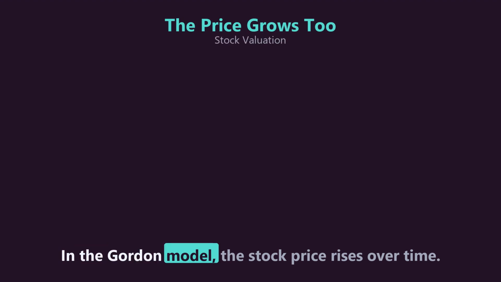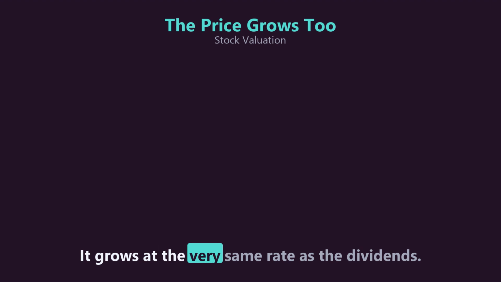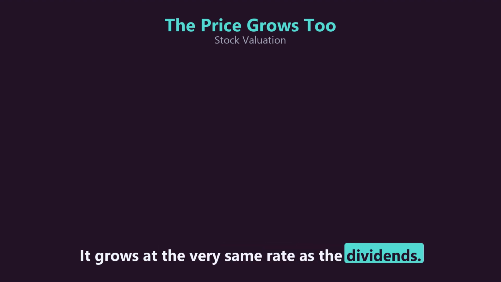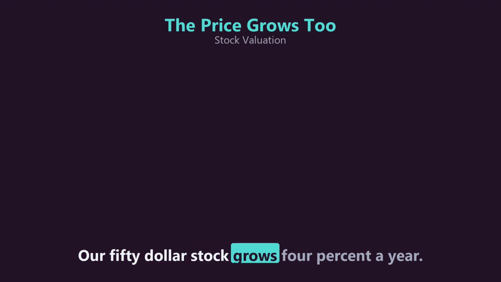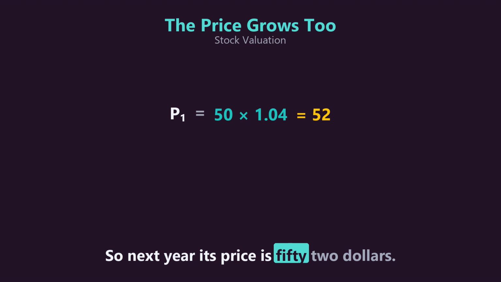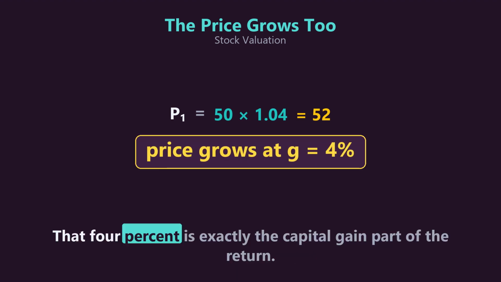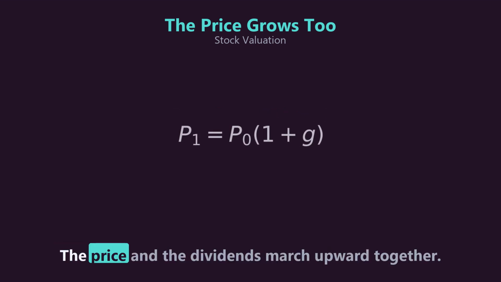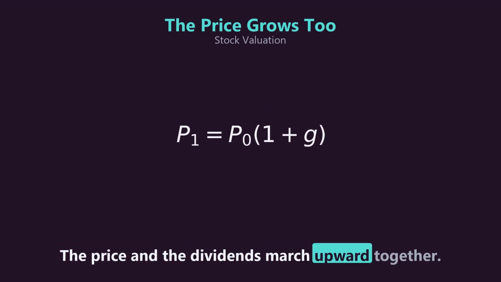In the Gordon model, the stock price rises over time. It grows at the very same rate as the dividends. Our $50 stock grows 4% a year. So next year its price is $52. That 4% is exactly the capital gain part of the return. The price and the dividends march upward together.